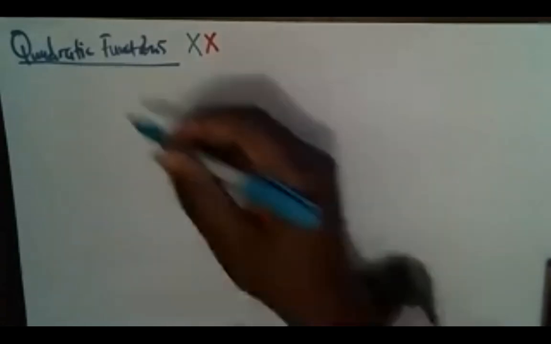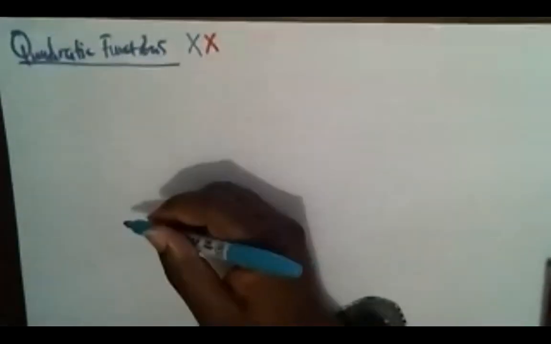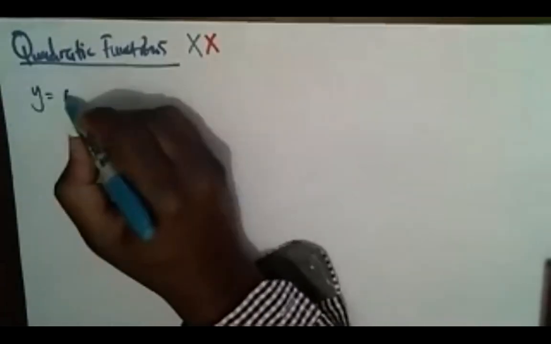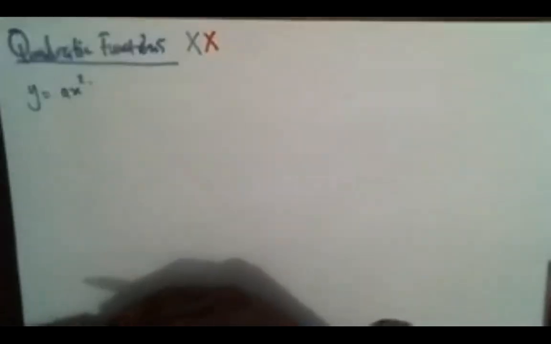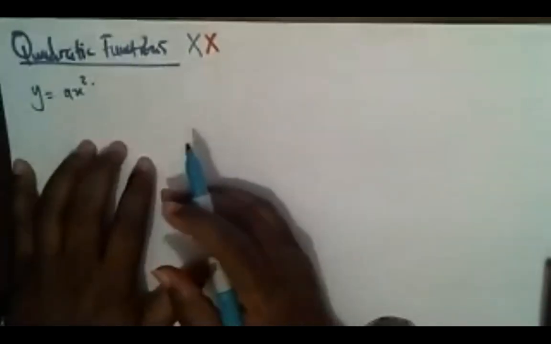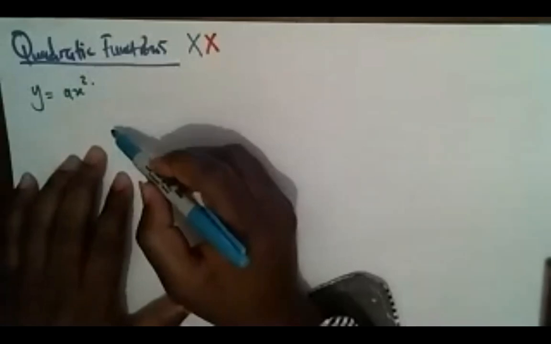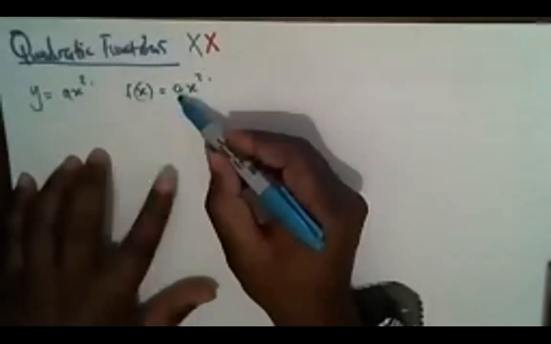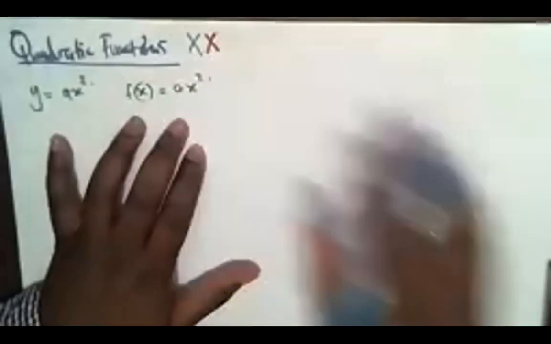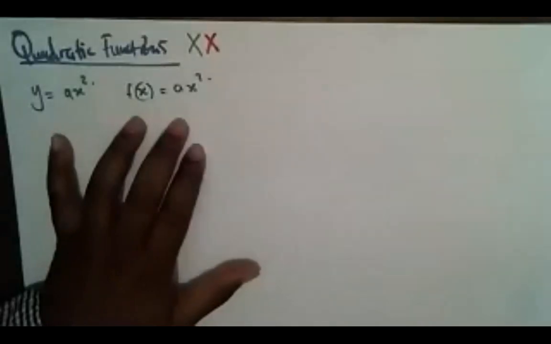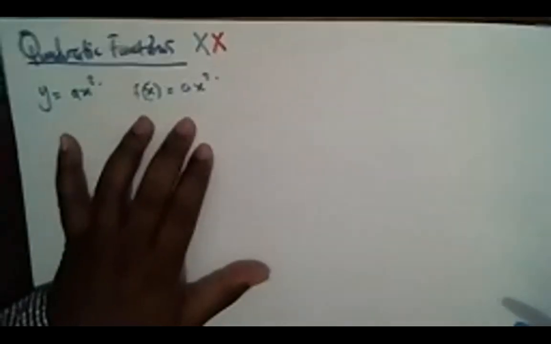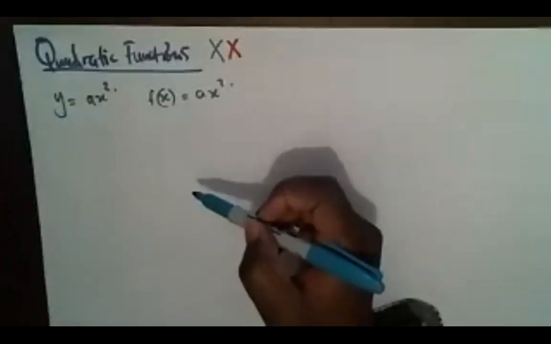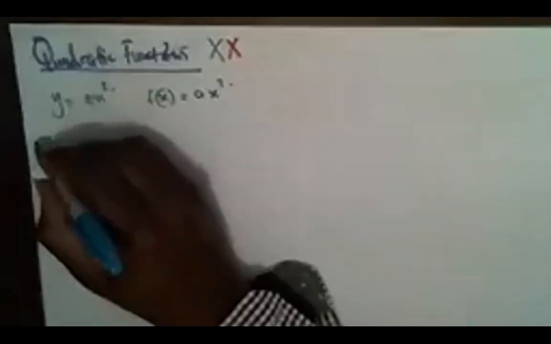So quadratic functions. If we talk about quadratic functions, we're talking about functions that are in the form y is equal to ax squared, or they can be written as f of x is equal to ax squared, where a is just a constant. Now, before we dive into the quadratic functions, remember yesterday we spoke about inverse functions.